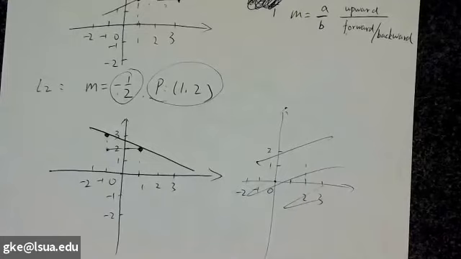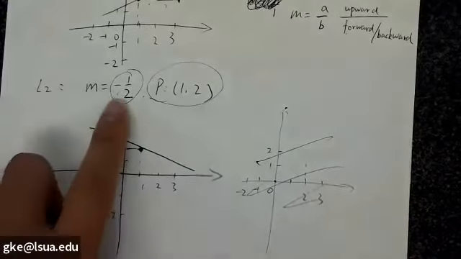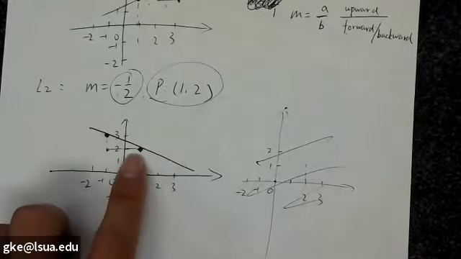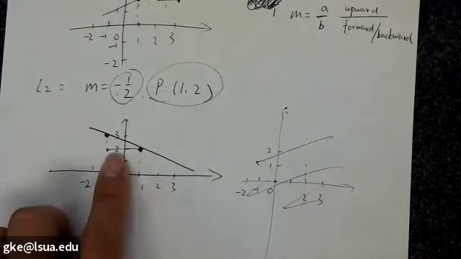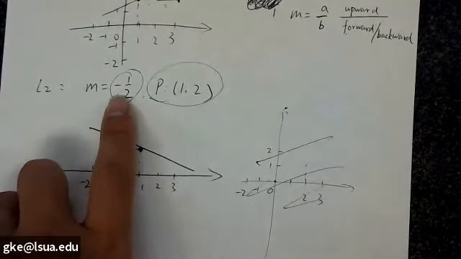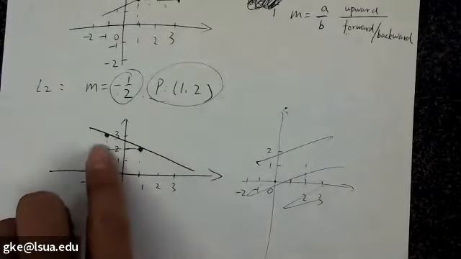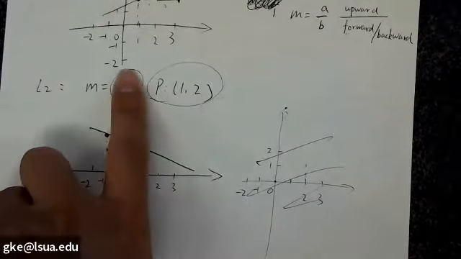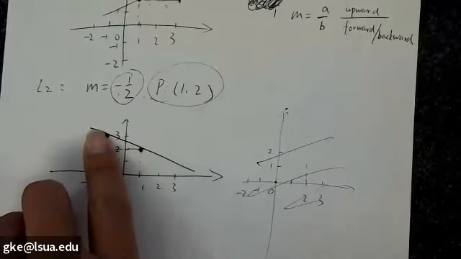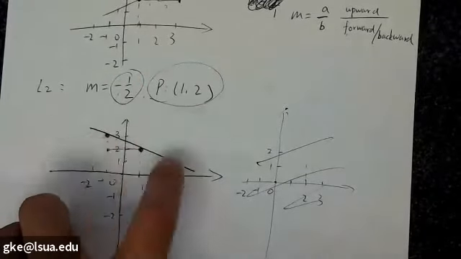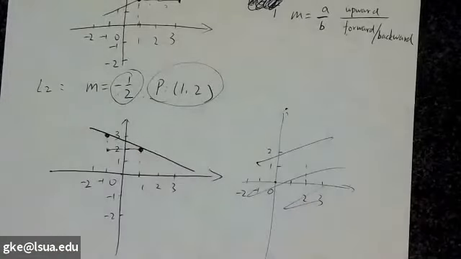Okay, just follow my steps. If that is negative, we're gonna move backward 2 units for the denominator, and for the numerator, we're gonna move upward 1 unit. So we get another point. Connect these 2 points, and we got a line. Now let's try another one.